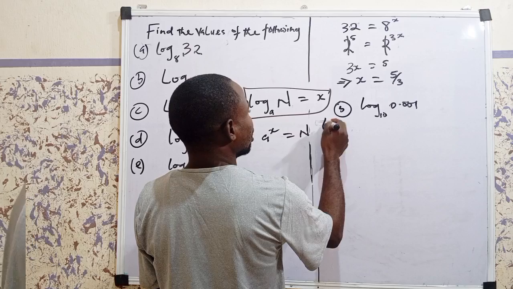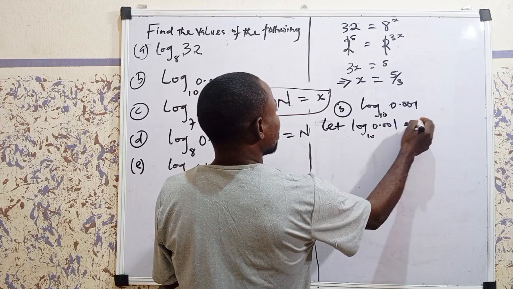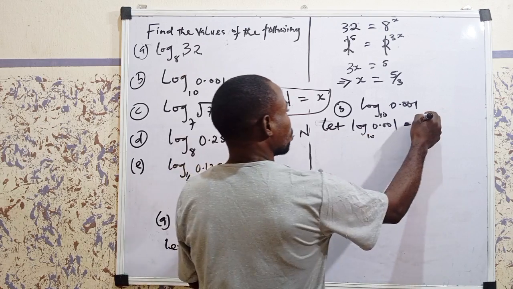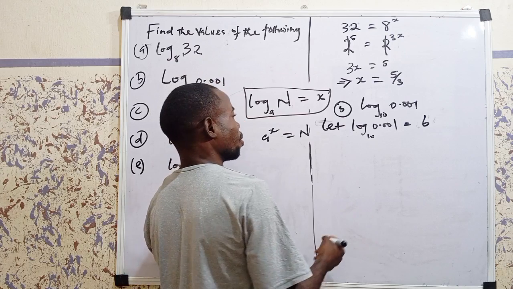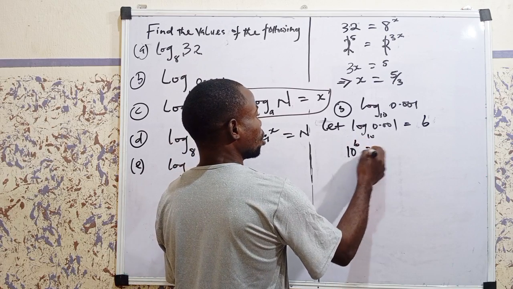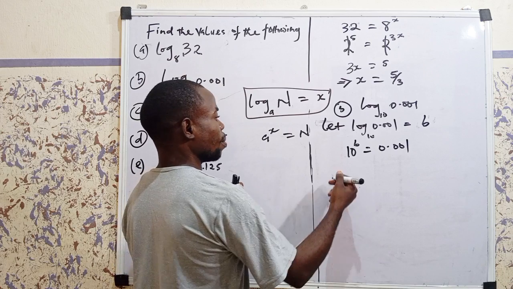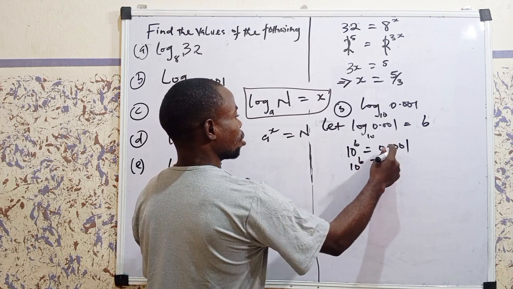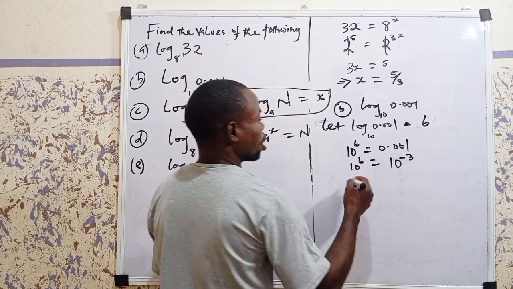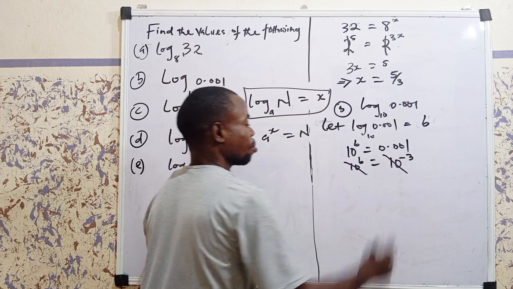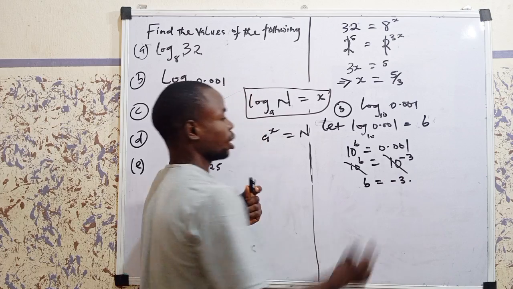Next, let log 0.001 base 10 be equal to, this time around, b. We want to find the value of b such that 10 power b will be equal to 0.001. So how do we go about that? You can write this as 10 power negative 3. You can see that they have the same base, so you can cancel that, and then b is equal to negative 3.